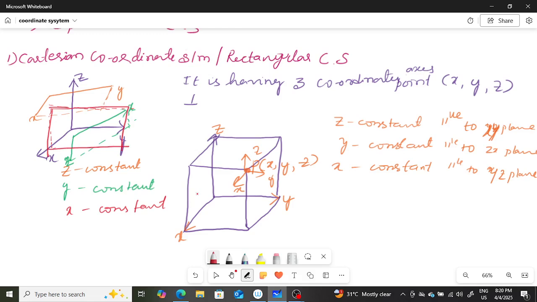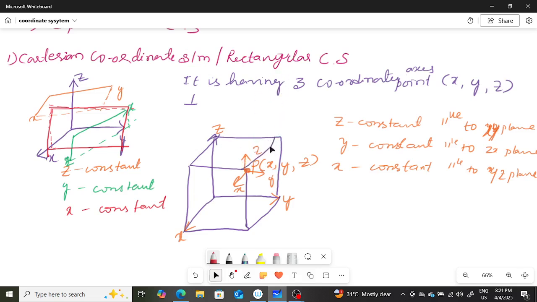Okay. Don't worry about the pictures if you are not getting them. Try to watch the videos again and again. Even if you can't understand, just forget the pictorial things. You just have to remember this, it is a must. X constant plane means that it is parallel to the YZ plane. Y constant plane is parallel to the ZX plane. Z constant plane means that it is parallel to the XY plane. That is important.